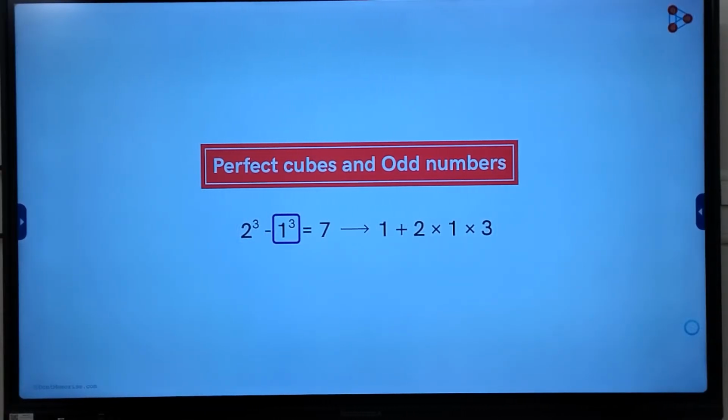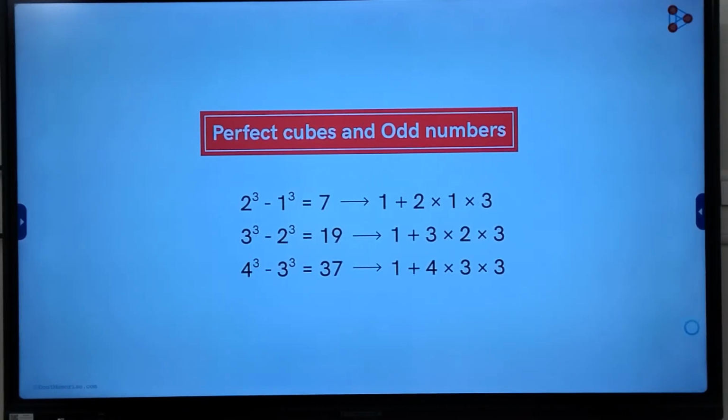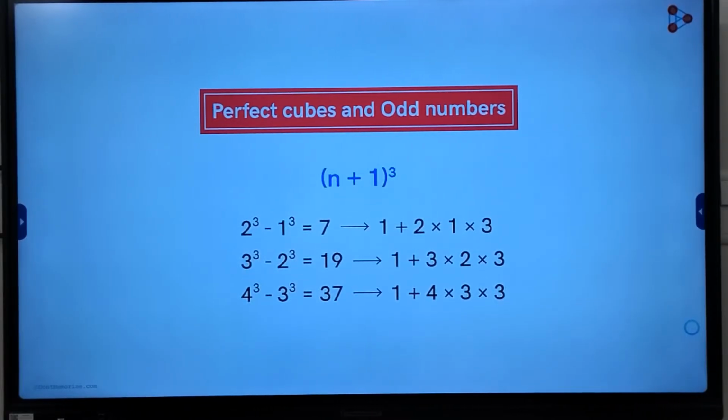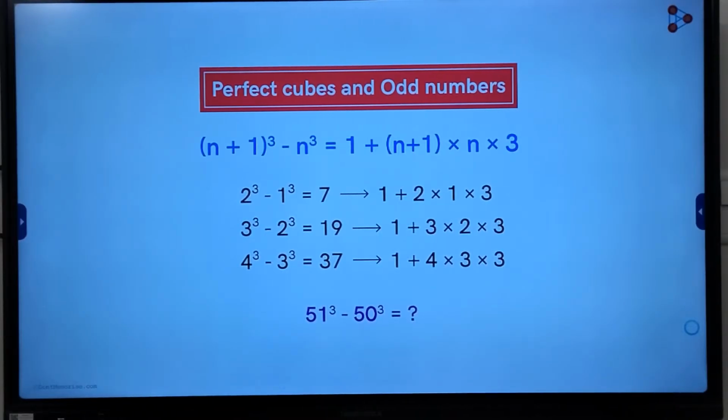2 cube minus 1 cube can be represented as 1 plus the first number, which is 2, multiplied by the second number 1, multiplied by 3. Similarly, we can represent the difference between the cubes of the next two consecutive natural numbers as shown. So in general, for two consecutive natural numbers n and n plus 1, we have (n plus 1) whole cube minus n cube equal to 1 plus (n plus 1) into n into 3. Now by applying the same pattern, can you find 51 cube minus 50 cube?